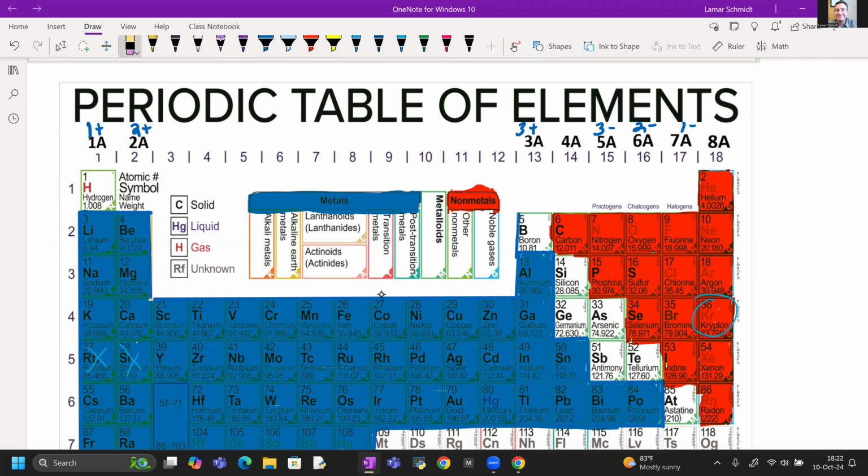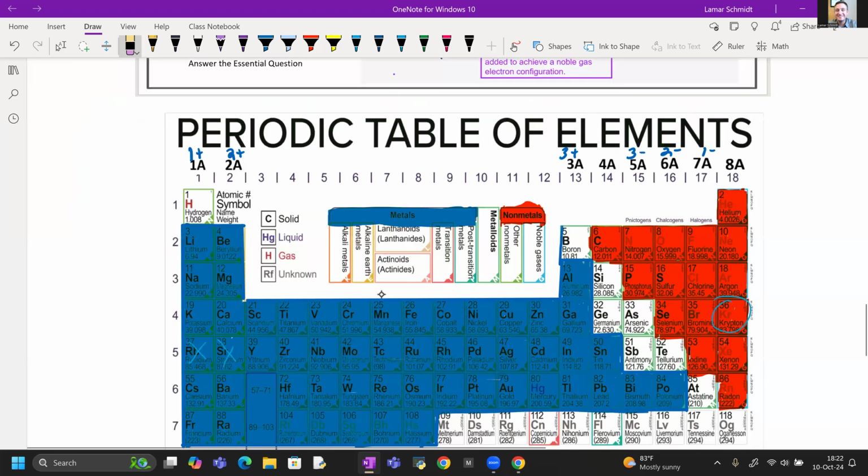We know it's going to form a 1 plus charge because it has one valence electron. It's a metal. It's going to lose that one valence electron to obtain a noble gas electron configuration of argon. And it's just really that simple.